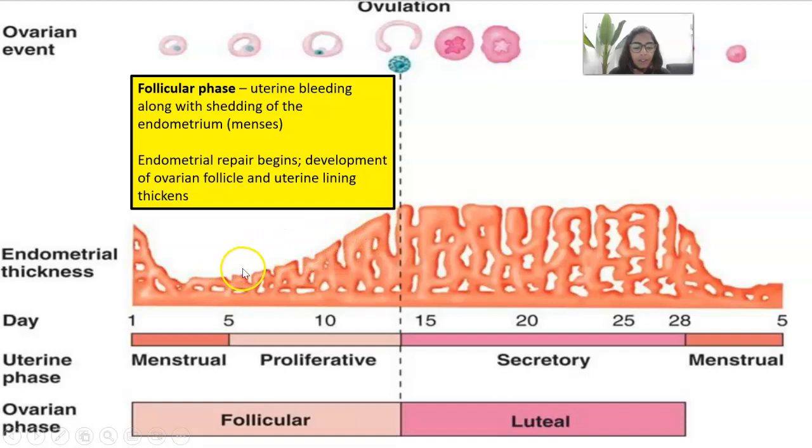Now, this is because of this phase of the follicular phase. So about day 5 to day 14, we are in proliferation, or the proliferative phase. Now, proliferation simply means cell division, so we've got rapid mitosis of those endometrial lining cells. And what that means is that the uterus lining is starting to build itself back up.